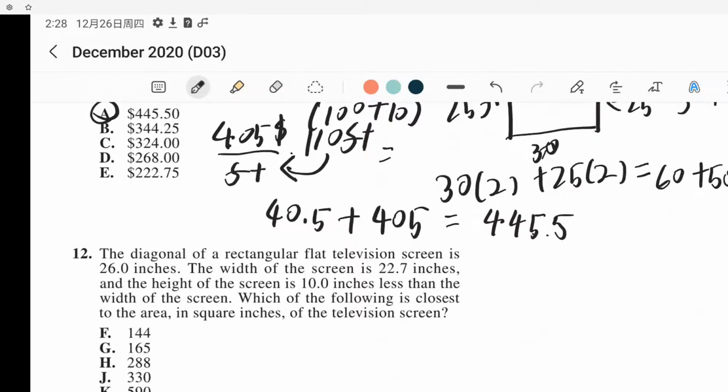Number 12, the diagonal of a rectangular flat television screen is 26 inches. The width is 22.7 and the height is 10. Which of the following is closest to the area in square inches of the television screen?